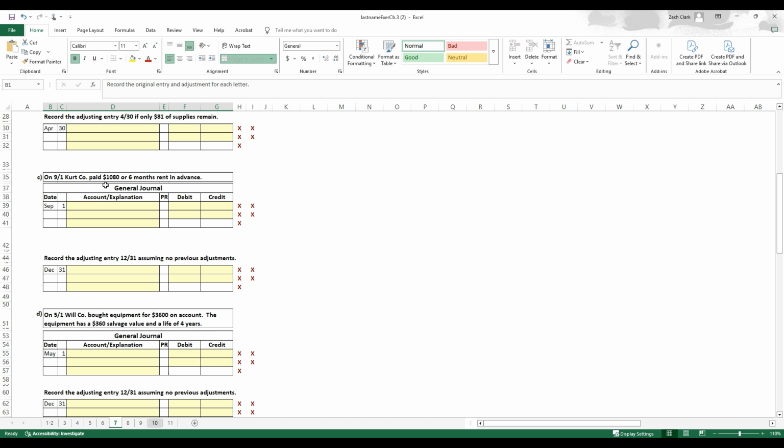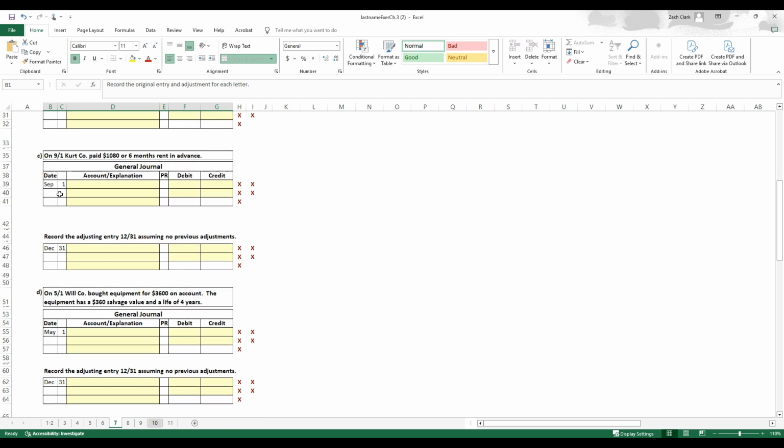In C, we paid a deposit for 6 months. So 1080 represents 6 months of prepaid rent. So that's cash going down and prepaid rent asset going up. And then here we're doing an adjustment at 12/31, which is, how many months is that? We have September, October, November. So that's 4 months that have been used up by the time we get to 12/31.